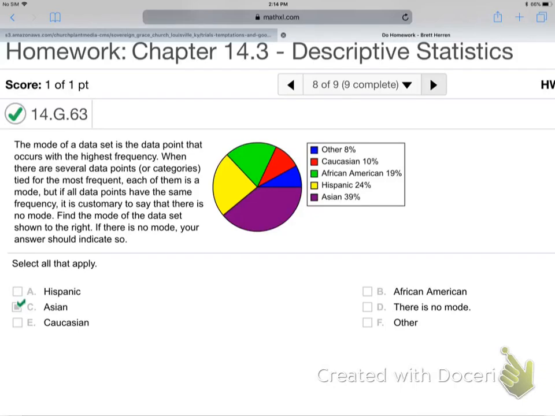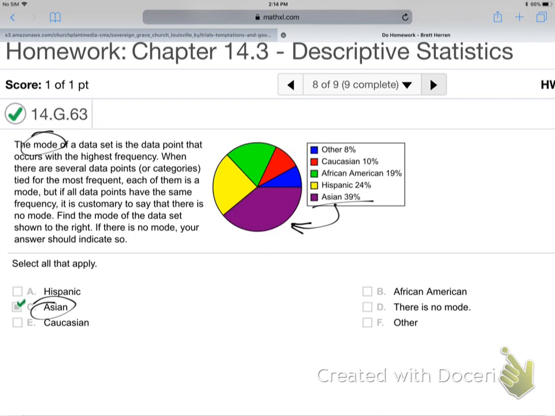All right. The mode of the data set. So this is some kind of data. I don't even know what it is. They're asking me for the mode. So what does mode mean? The one that occurs the most. So you tell me, what section of the pie is the biggest? The purple section. Whatever that is. And that is Asian. Done. Next question. That's all you got to do.